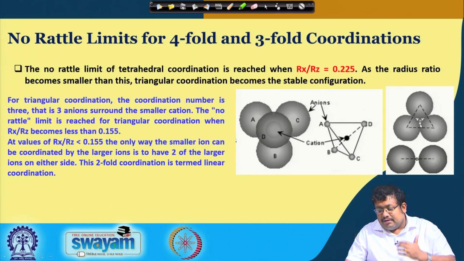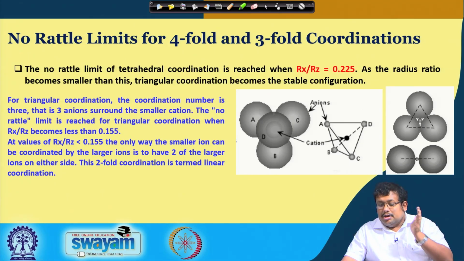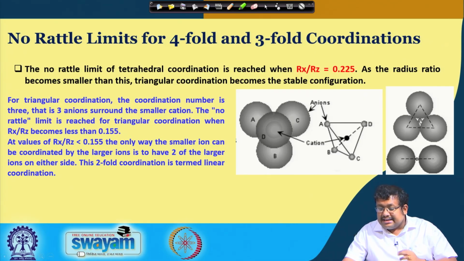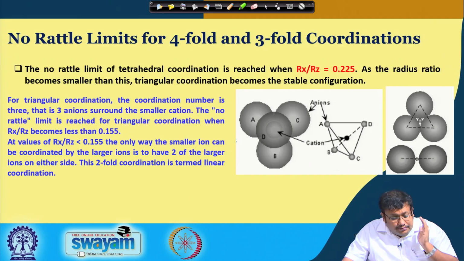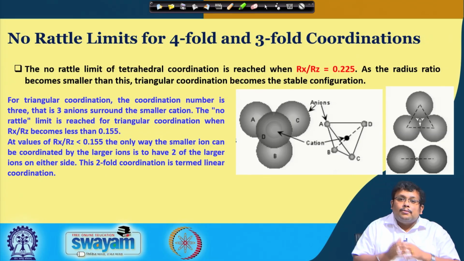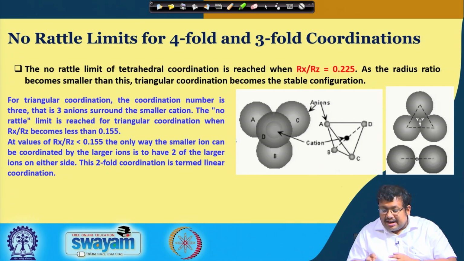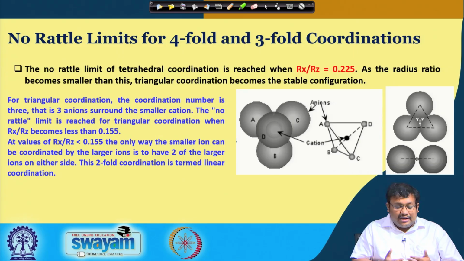Obviously, as you can see visually, as we are going from 8-fold coordination to 6-fold coordination to 4-fold coordination to 3-fold coordination, the size of the cation is continuously going down. So, the no rattle limit for this 3-fold or triangular coordination will appear at a value of 0.155. If we calculate the no rattle limit for this triangular coordination, we will get a value of 0.155.